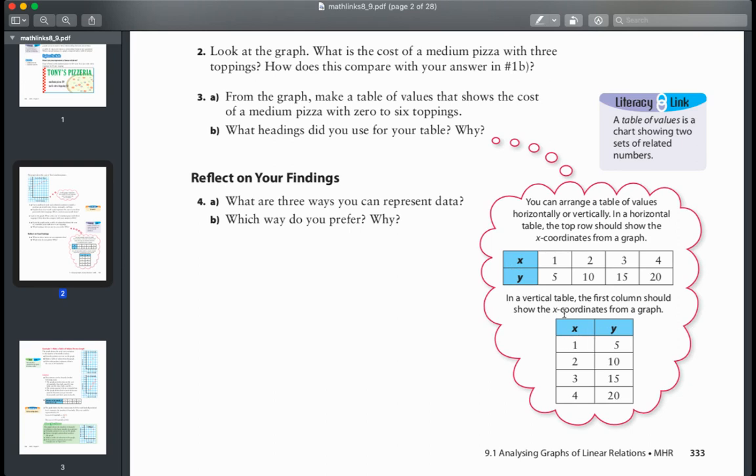And we could write the exact same relationship as a vertical table of values, which doesn't change anything because we still have x is 1, y is 5, x is 2, y is 10, x is 3, y is 15, x is 4, and y is 20. So this is another way to represent relations.